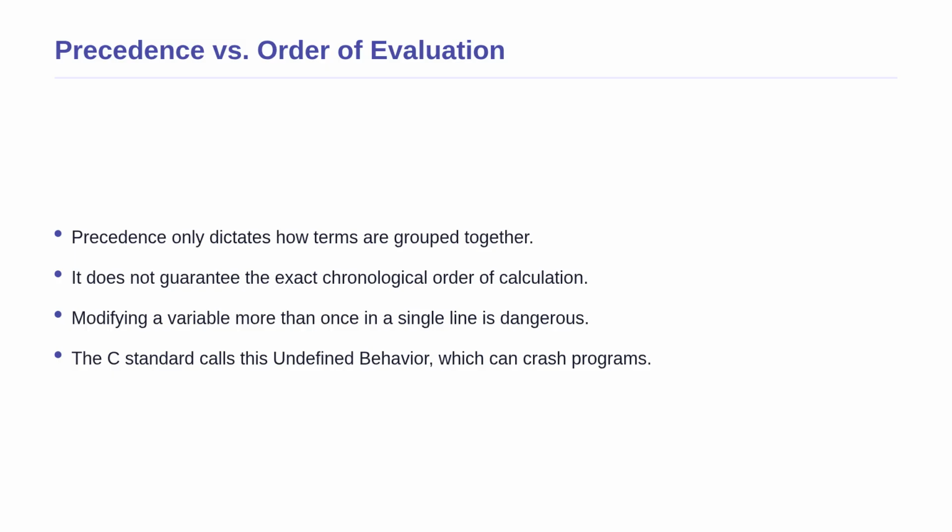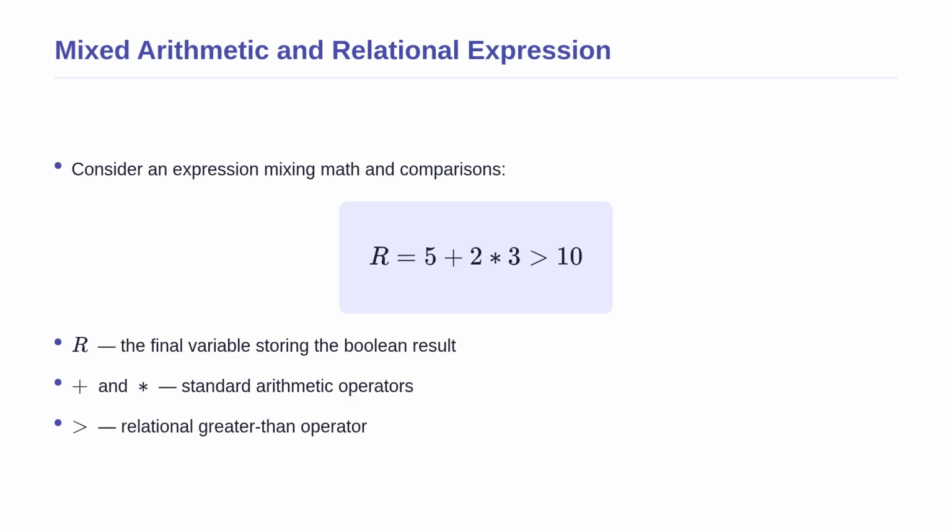This means the language rules do not specify what should happen, and your program might give completely different answers or simply crash. This warning about evaluation order leads us to a comprehensive mixed expression formula. Here we have R equals 5 plus 2 times 3 is greater than 10. Conceptually, this expression checks if the sum of two numbers multiplied by a third is greater than a fourth number. Let us define our symbols.